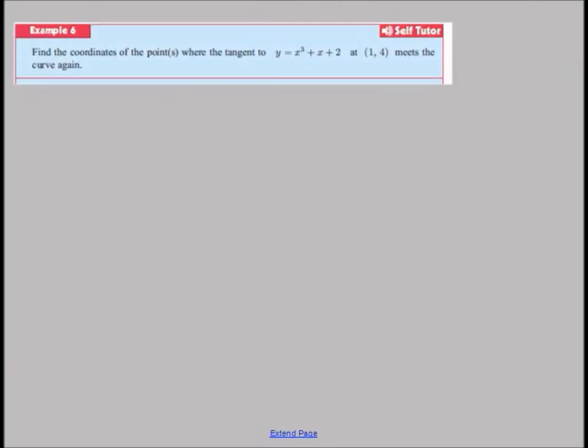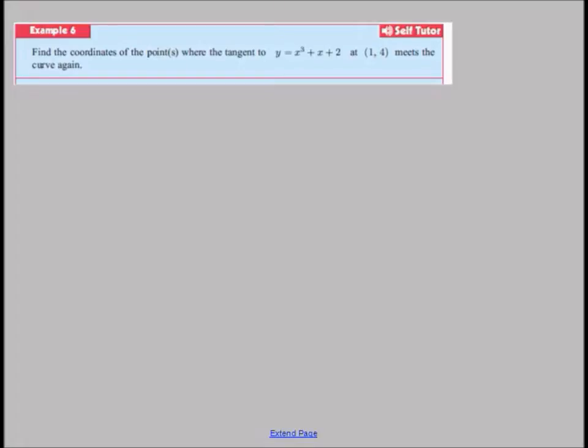Example 6. Find the coordinates of the points where the tangent to y equals x cubed plus x plus 2 at the point of contact 1, 4 meets the curve again. Okay, so what are we thinking about here? What are we looking at? You need to try to analyze what's happening.